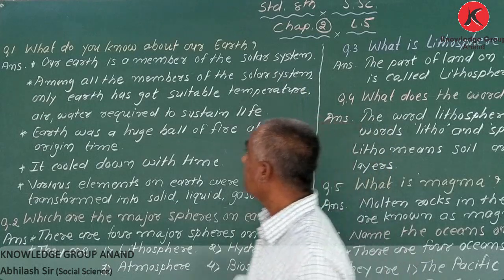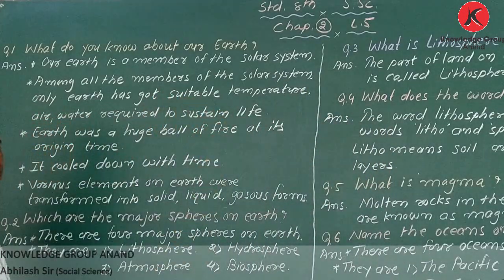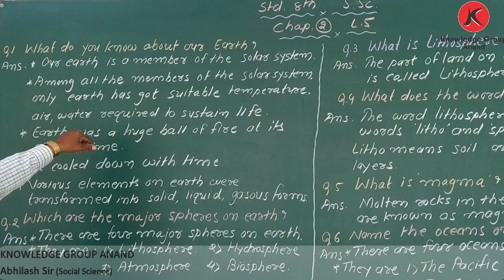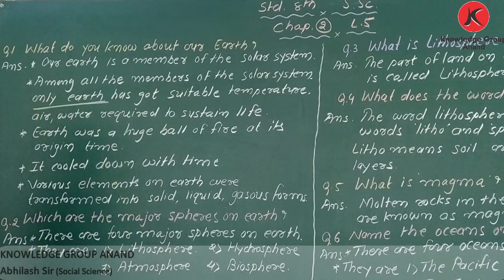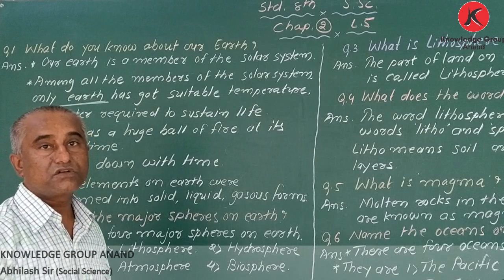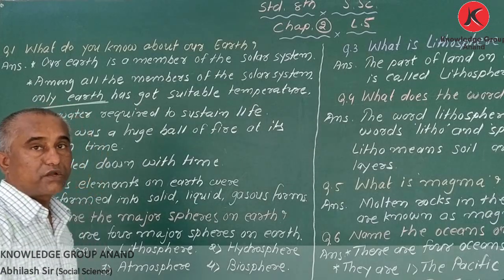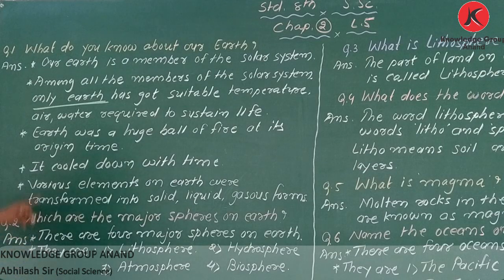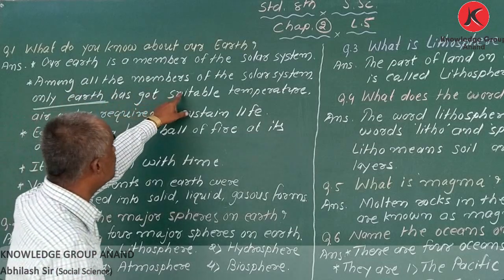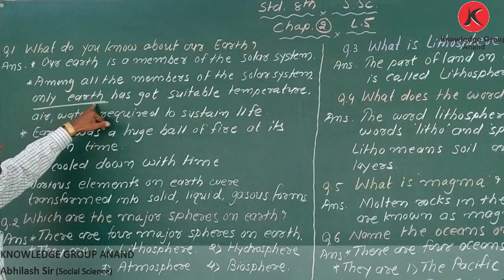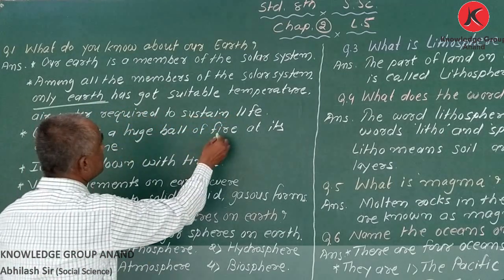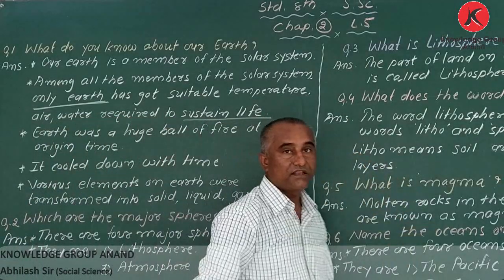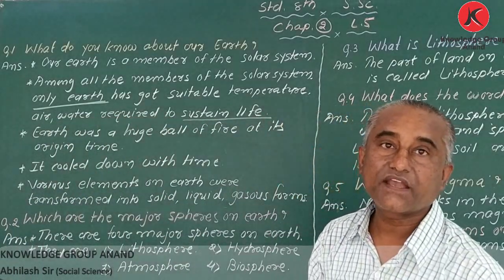Okay. Second point. Among all the members of the solar system, only Earth has got suitable temperature, air and water required to sustain life. Got it? Which planet? Only and only Earth. So among all the members of the solar system, only Earth has got suitable temperature, air and water to sustain life. I explained that only and only on Earth we have life.